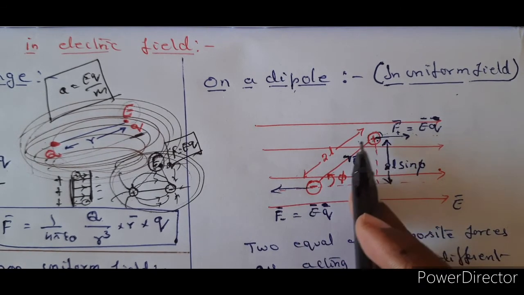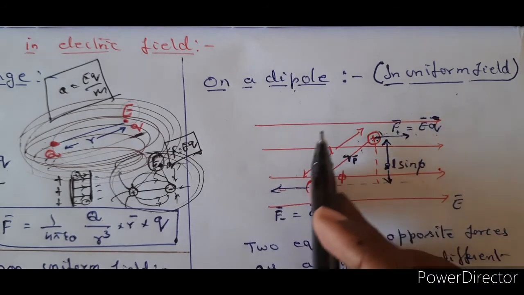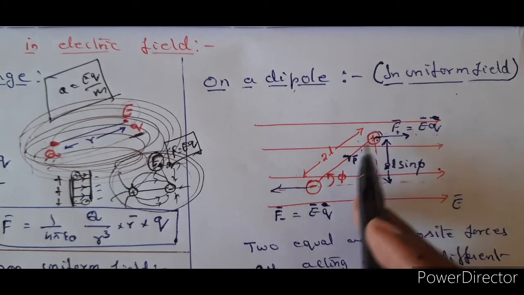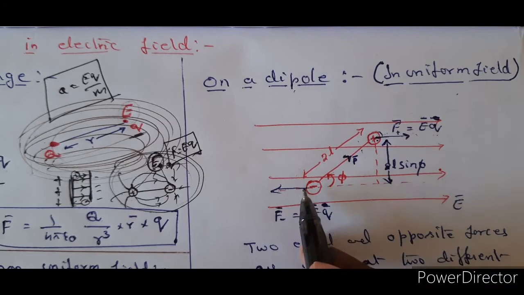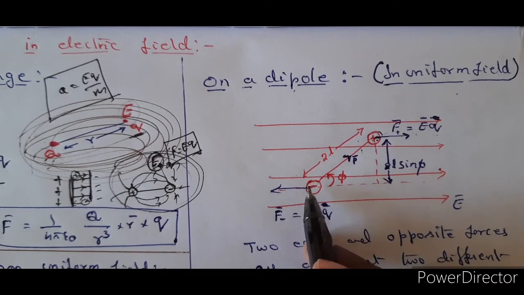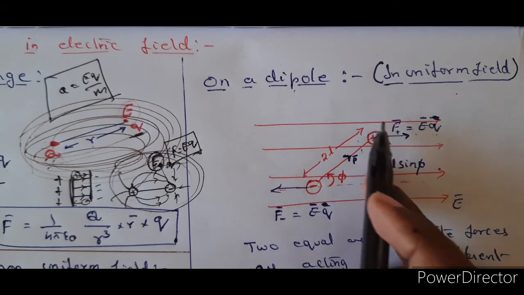So what is happening? Already in the slideshow we discussed this. When two equal and opposite forces are acting on a body at two different points, then the body tends to move.